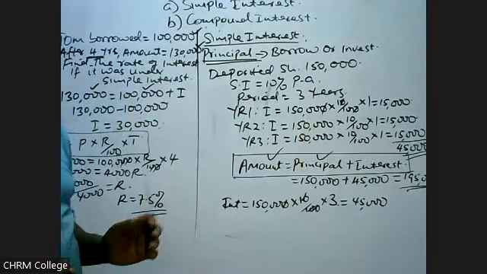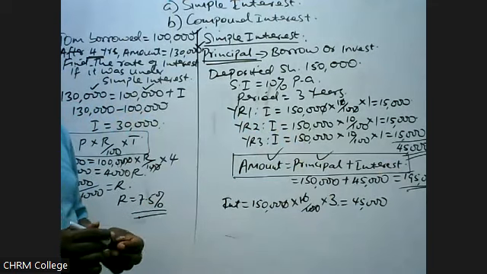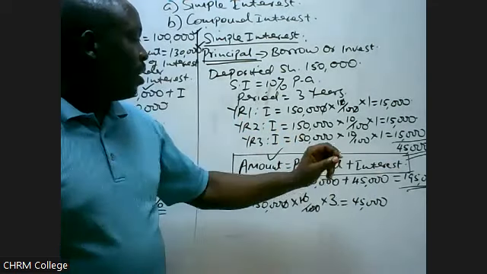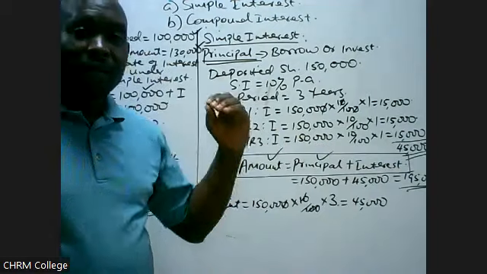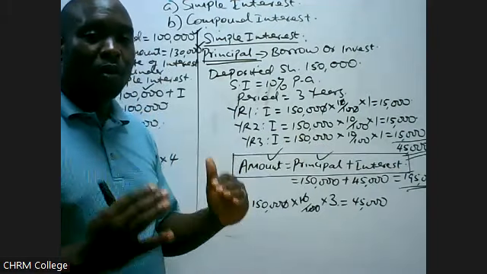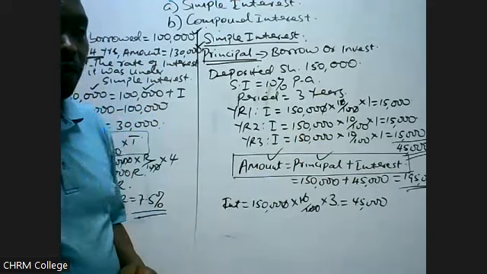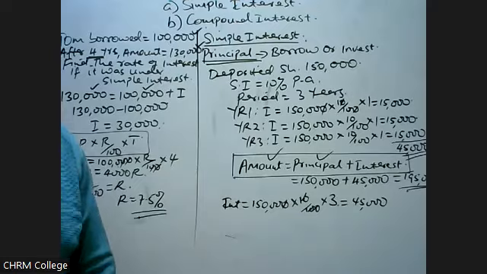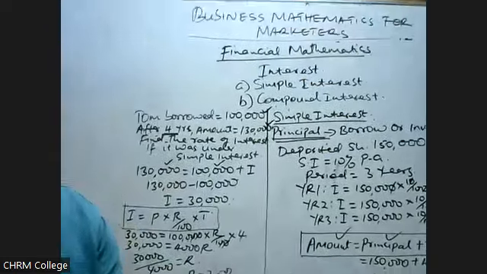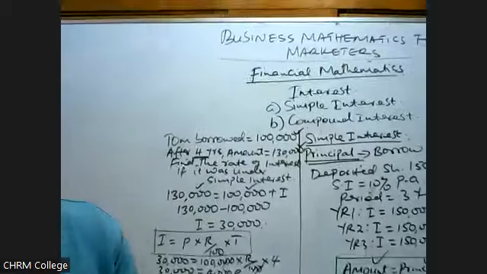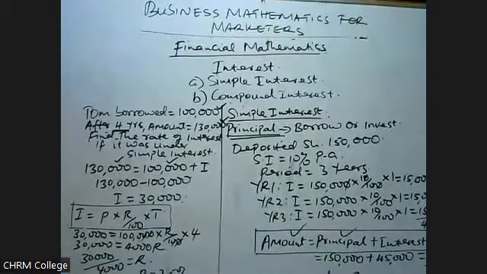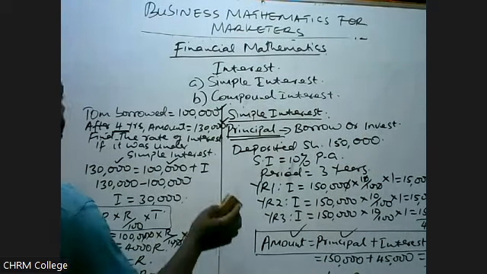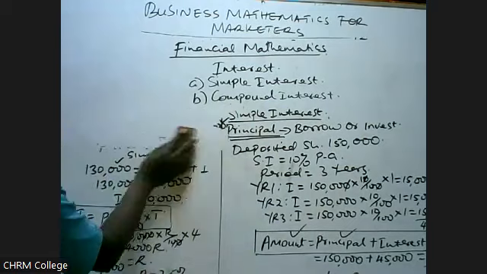Once you have those two formulas, you can get any figure that is not provided, be it the amount, the principal, the interest, the rate, and even the time, the moment you have these two formulas well understood. Then we can proceed to the next type of interest known as compound interest.